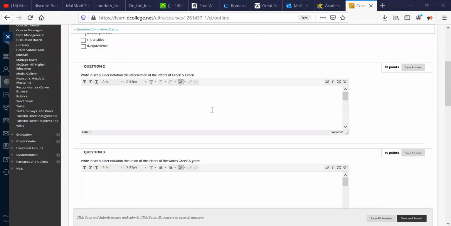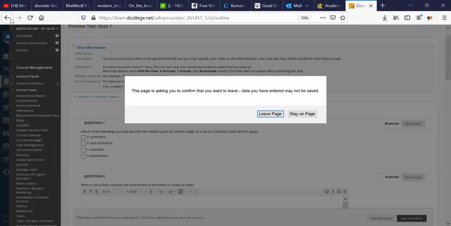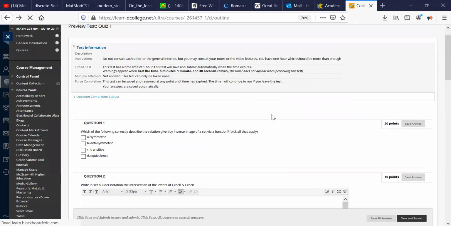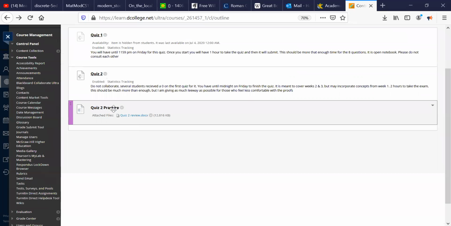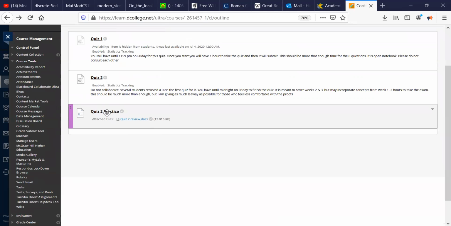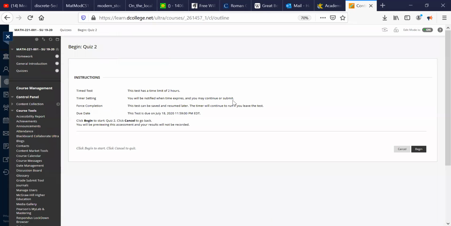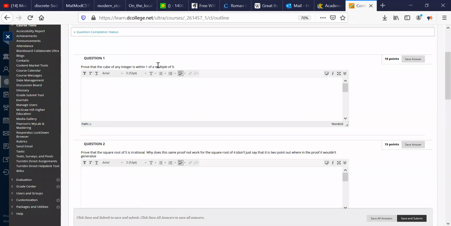I actually had a question from last quiz. With the question where it asked if basically one relation was always within one of the other relation, I kind of struggled to form that proof. Would you be able to do the setup for that? Yeah. Right here. Prove that the cube of any integer is within 1 of a multiple of 9.